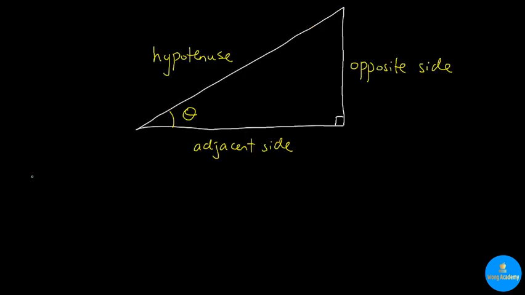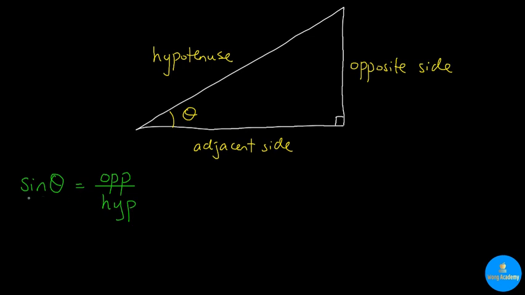The first trigonometric function that I want to introduce is sine of theta. It is defined to be a ratio given by the opposite side divided by the hypotenuse. It is quite easy to remember.